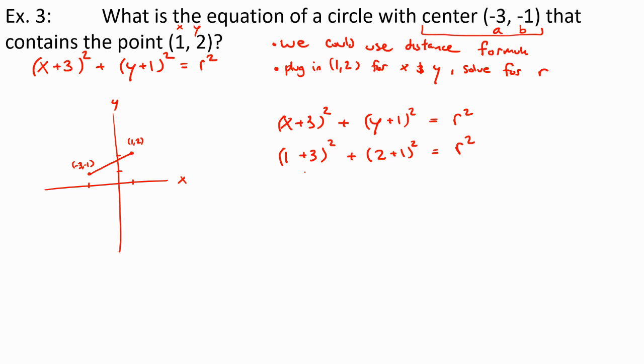Okay, so hopefully you've tried it on your own now. Let's see what we get. Simplify the inside of those parentheses first. So 1 plus 3 is 4 squared. 2 plus 1 is 3 squared. And then it's equal to r squared still. Now do the squaring. 4 squared is 16. 3 squared is 9. Add those guys. 25 is r squared.